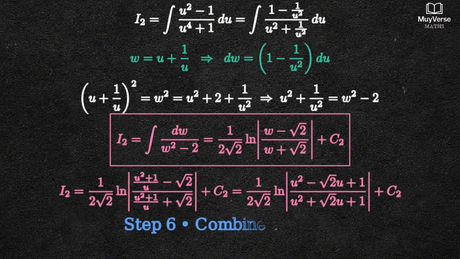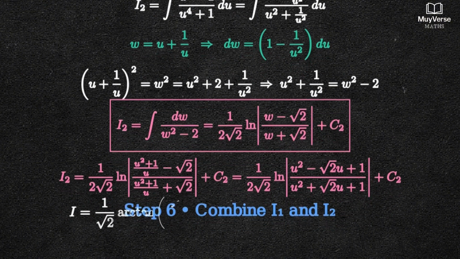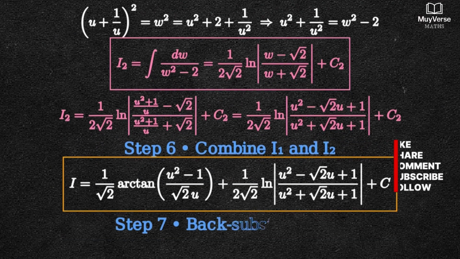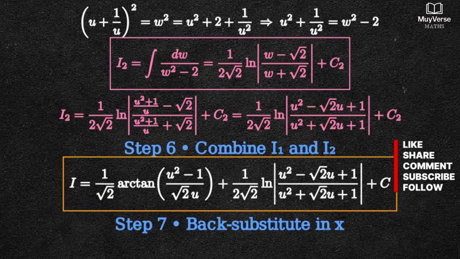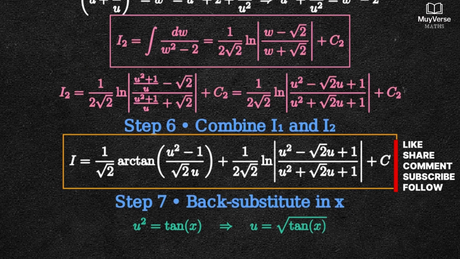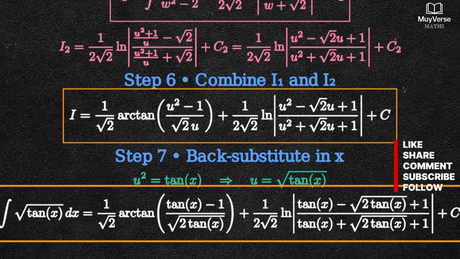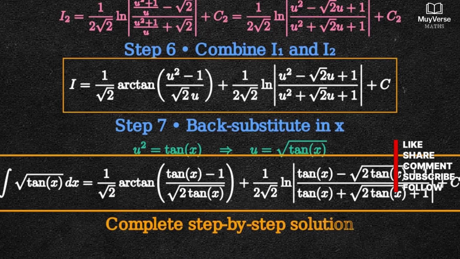Step 6. Combine the results. I equals I1 plus I2. Step 7. Substitute back to x. Recall u squared equals tan of x, so u equals the square root of tan of x. Replace u to obtain the final antiderivative. And that completes the problem, with every step shown and justified.